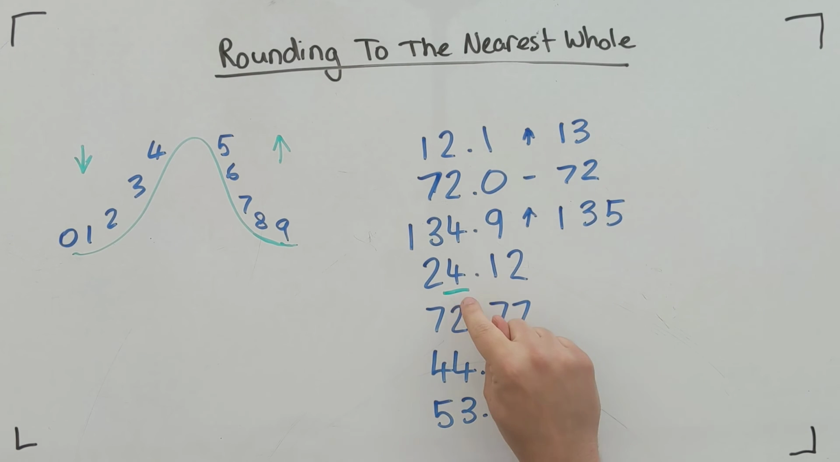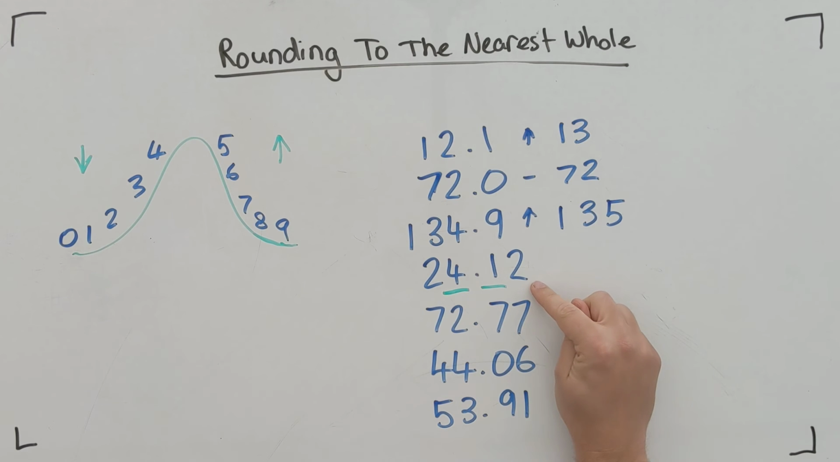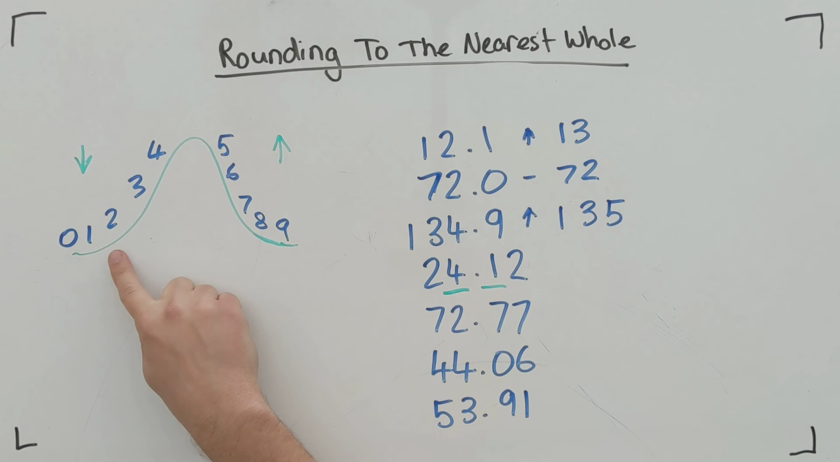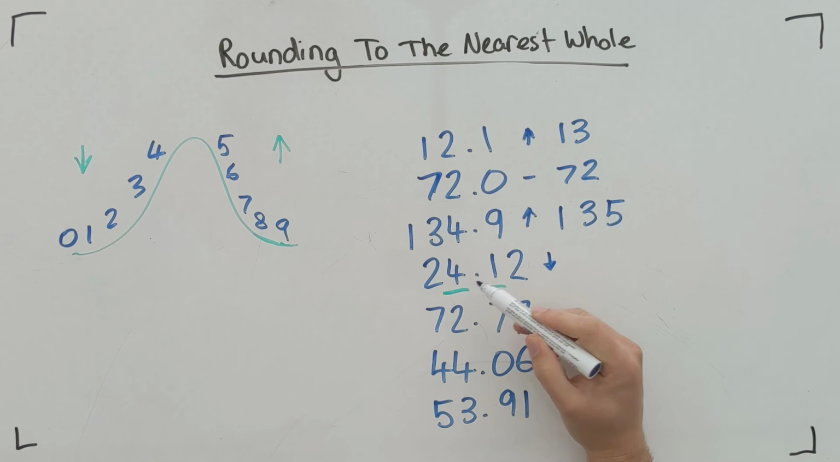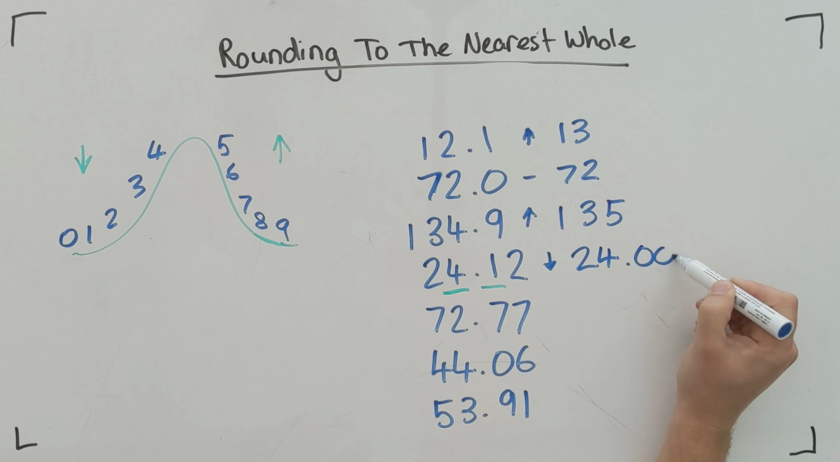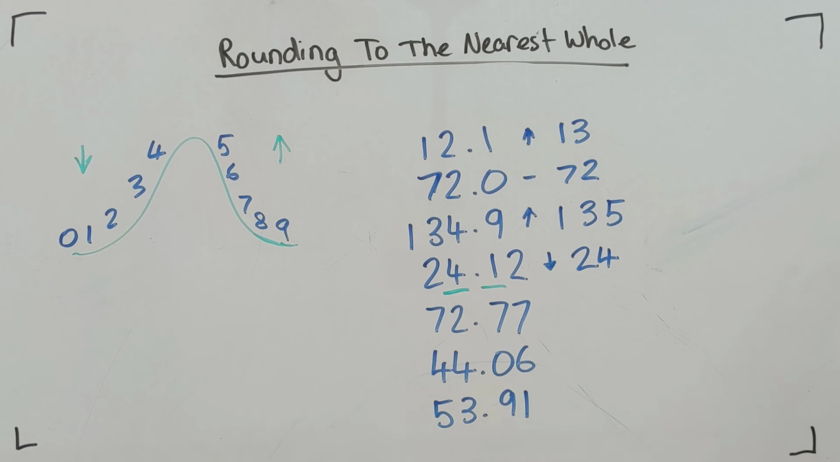Now, here, we're still looking at that same tenths column because it's to the right of the ones column. 2 hundredths, it doesn't really matter. It's kind of there and a little bit confusing, but it doesn't really make a difference to our rounding. The 1 is on the left-hand side of the hill, so I know that I'm rounding down. So I'm rounding down to 24, or I could write it as 24.00. Same thing. I like to get rid of the zeros if they're there because they don't mean anything. We don't need them.